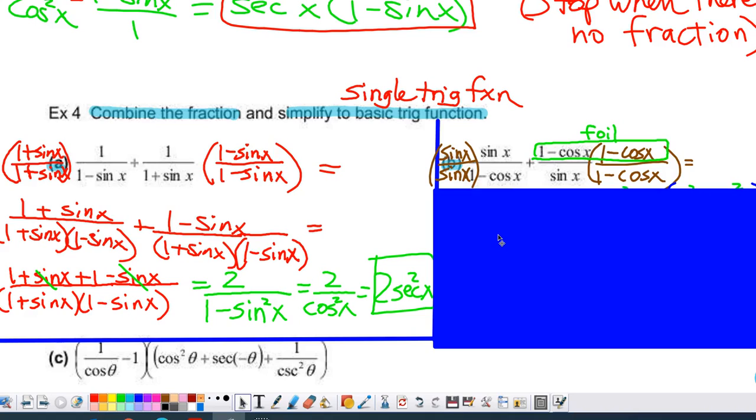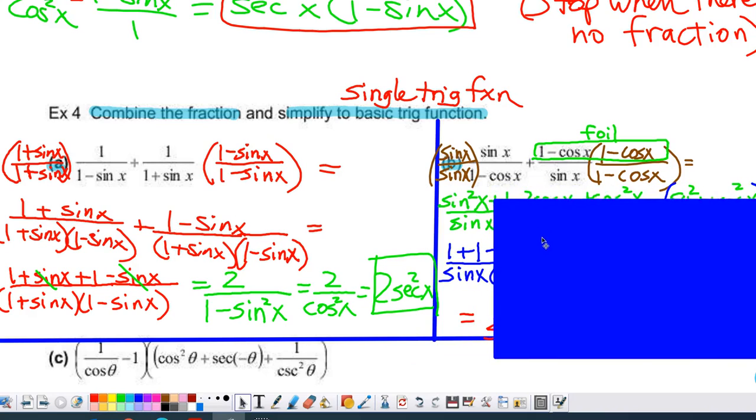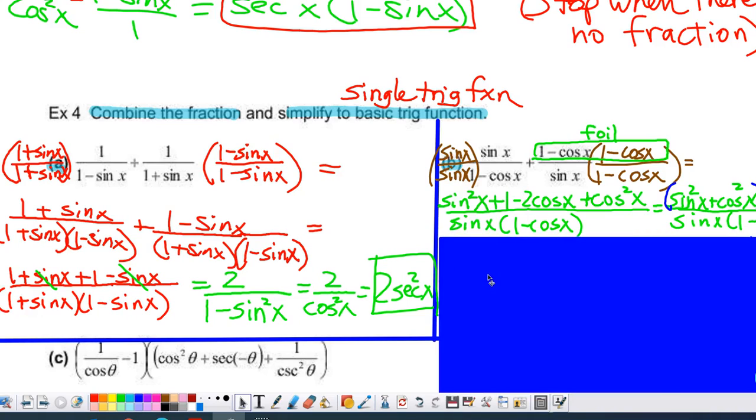And already in green, I have what your next step should be, which should be to FOIL. So after I multiply 1 minus cosine x times itself, my numerator simplifies to be sine x times sine x is sine squared x. And then for my FOIL, I get 1 minus, there are 2 negative cosine x's. So the middle term, since I'm not multiplying by a conjugate, is negative 2 cosine x. And then negative cosine x times negative cosine x is positive cosine squared x.